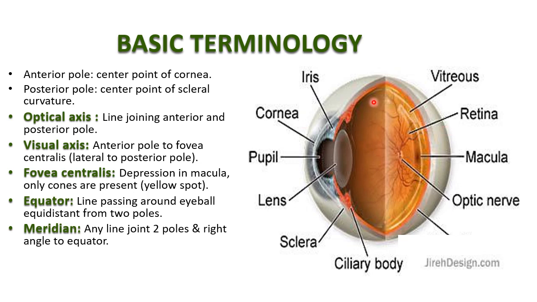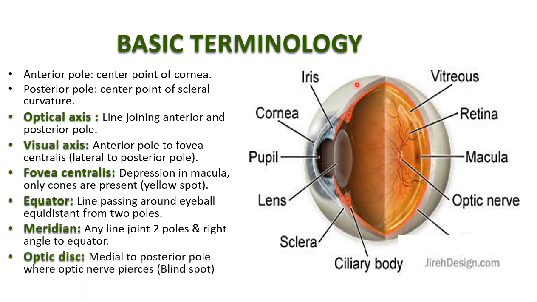Right angles to the equator means, if the equator is running transversely, the meridian should be at right angles to it. It might be in a sagittal plane. The meridian can pass sagittally, transversely, or even obliquely. The only thing is it should connect the two poles and be at right angles to the equator.